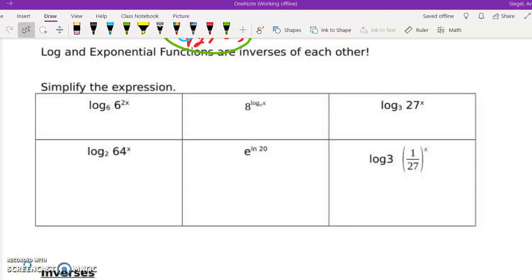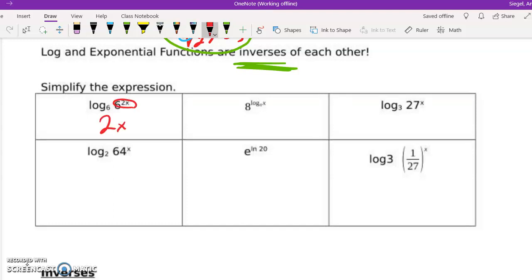Hi guys, this is part 2 of lesson 6, and in this part of the lesson we're really going to talk about the inverse properties. At its simplest, I just want you to know that whenever you have a logarithm with a base that's the same base as another exponent, those are going to cancel each other out because they're inverses. And so what you're going to be left with is just this up here, 2x.